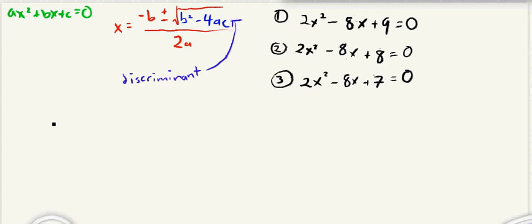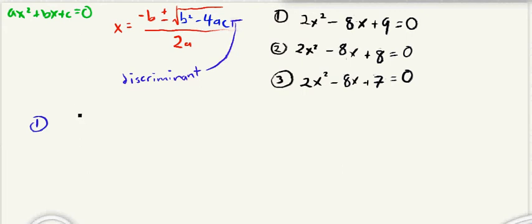So let's go ahead and we'll start with number 1. Now remember that all of these are in this form right here: ax squared plus bx plus c equals 0. So here a is going to be 2, b is going to be negative 8, and c is going to be 9. So what we're going to do is plug that into just this part here, just the part that's in blue.